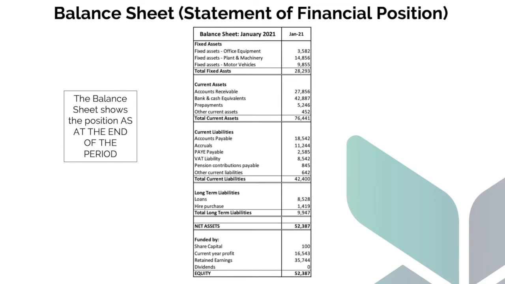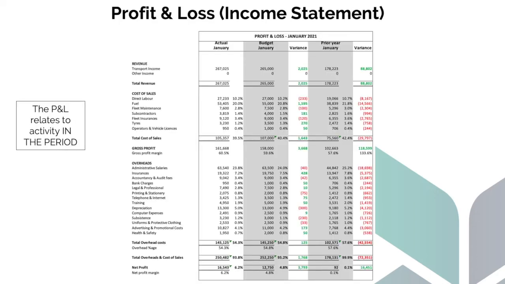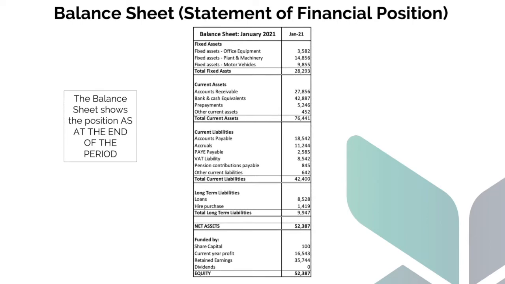So let's look at the balance sheet, also known as the statement of financial position. The balance sheet shows the position as at the end of the period. So whereas the P&L shows the activity in the period, the profit made in the period, the balance sheet shows the balances of all the individual transactions as at the end of the period. So everything in your P&L is an individual transaction in that period.